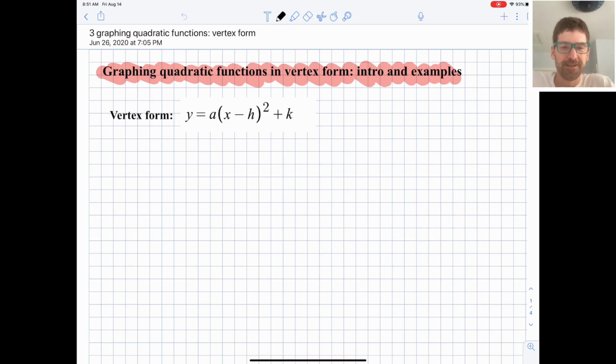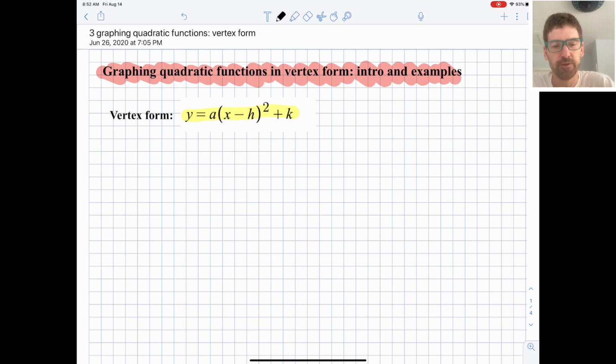All right, this is our next video in our work with quadratic functions, and specifically today we will be looking at graphing quadratic functions using what I call vertex form, with an introduction and then a couple examples. Okay, so vertex form is as follows: y equals a times the quantity x minus h squared plus k.